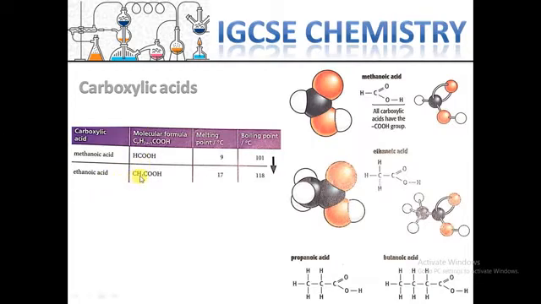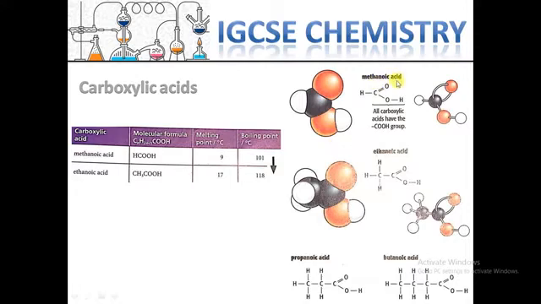The molecular formula is CH3COOH, and the melting point and boiling point increase when we increase the carbon chain. I mean, when we increase the number of carbons, the melting point and boiling point increase.